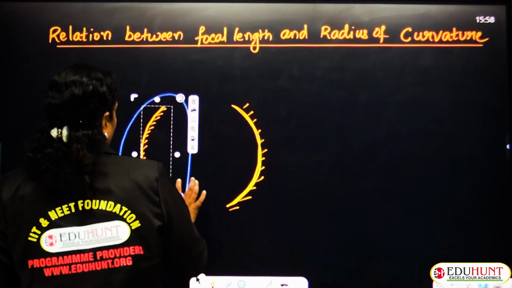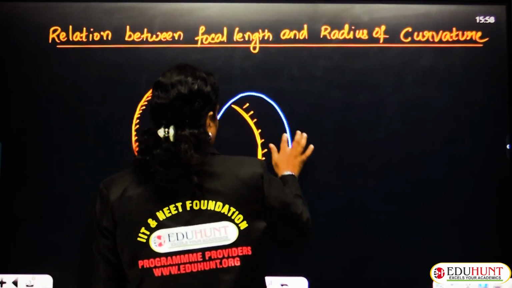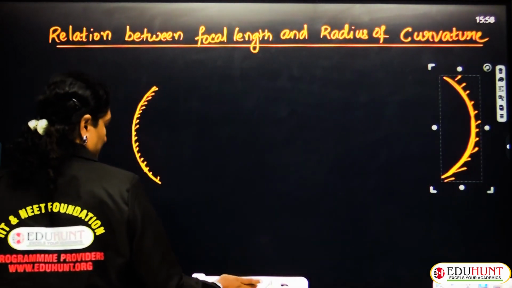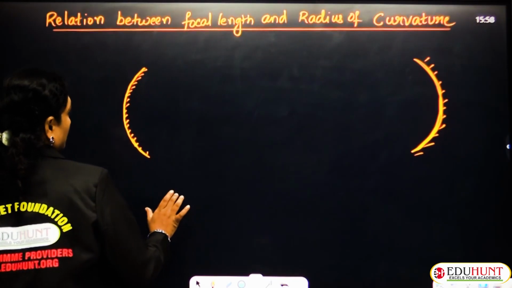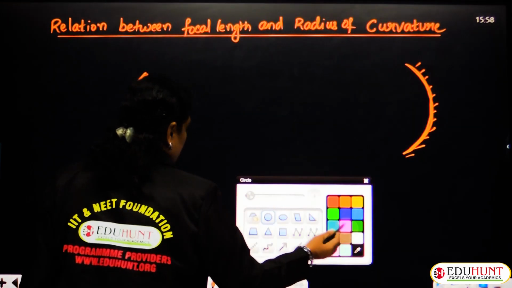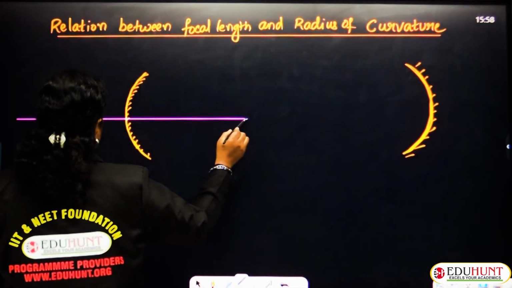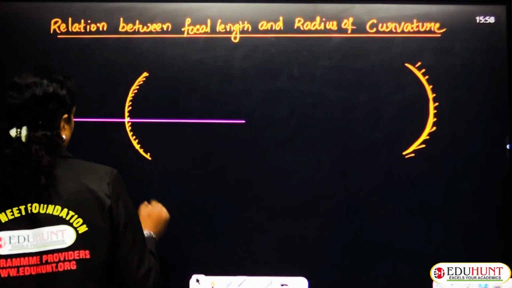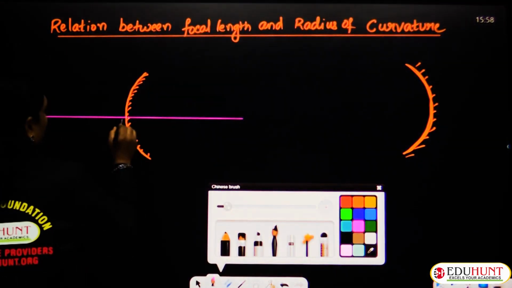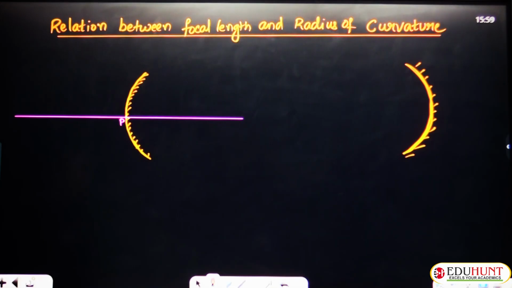First of all, regarding your convex mirror. In the case of convex mirror, first of all, let us consider the principal axis. So, this is your principal axis, and this is the pole of the mirror, indicated with the letter P.